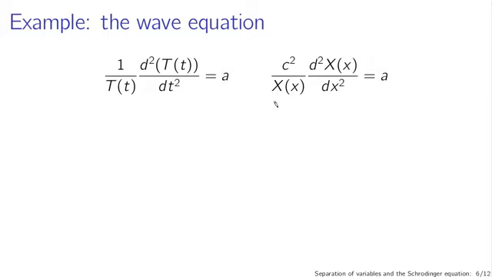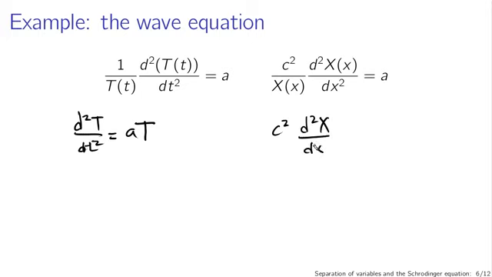This is wonderful. And we can rearrange these things to make them a little more recognizable. You've got d squared T dt squared equals a T, and c squared d squared big X d little x squared equals a times big X, multiplying through by big T in this equation and big X in this equation.